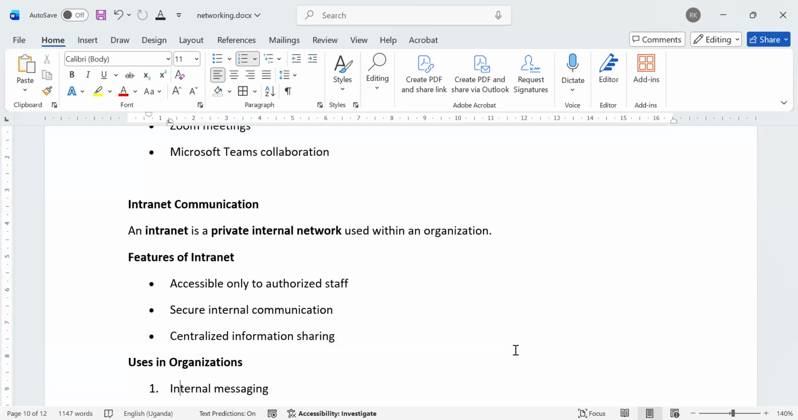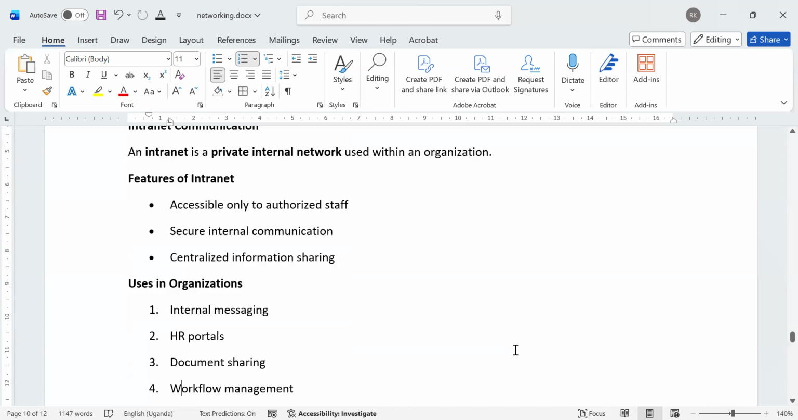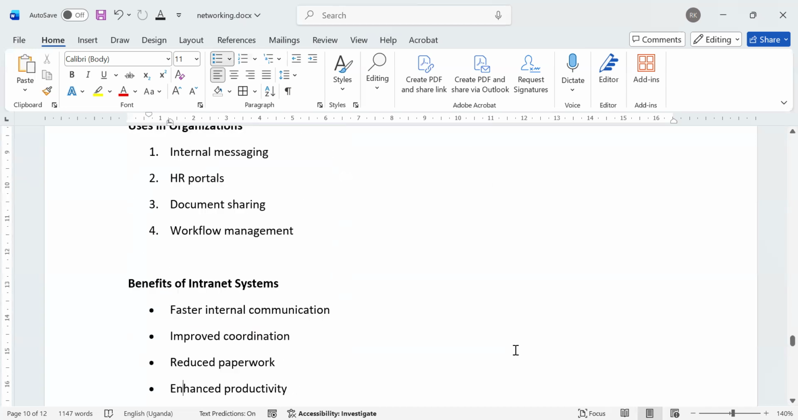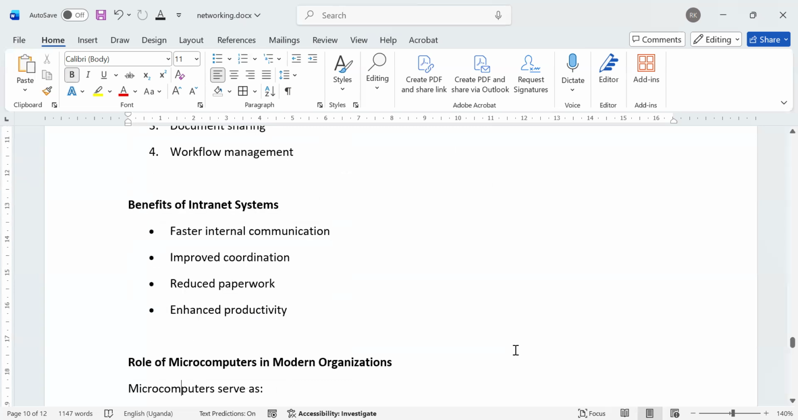This one operates mainly in banks: secure internal communication and centralized information sharing. It uses internal messaging. You have HR portals, document sharing, workflow management. All these are just within; it doesn't go outside to the internet. And the benefits: it is faster, improves coordination, reduces paperwork, and enhances productivity.